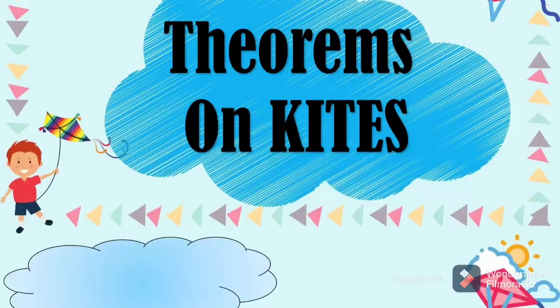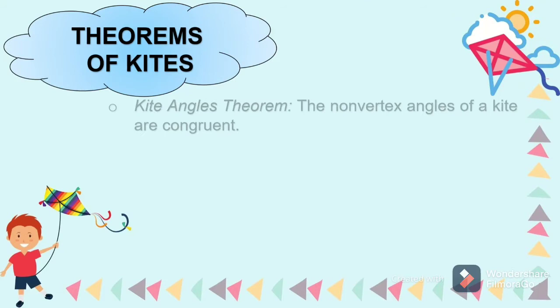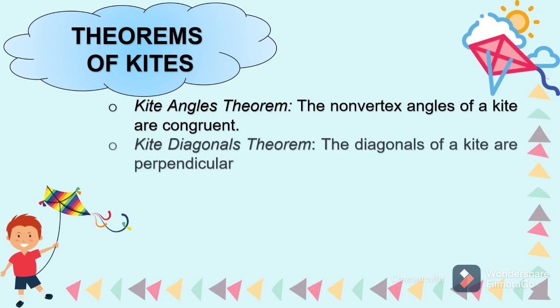Theorems on kites. Kite angle theorem: the non-vertex angles of a kite are congruent. Kite diagonals theorem: the diagonals of a kite are perpendicular.